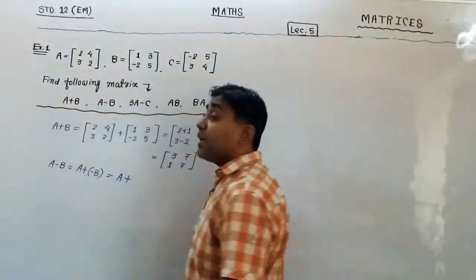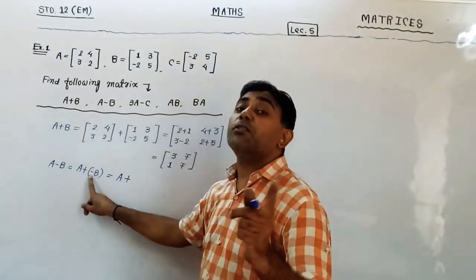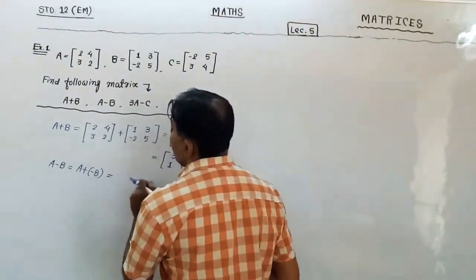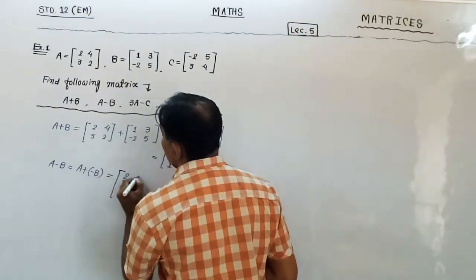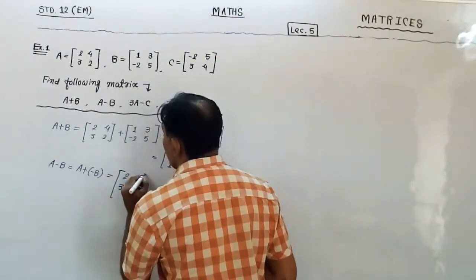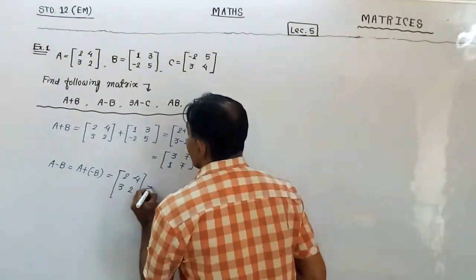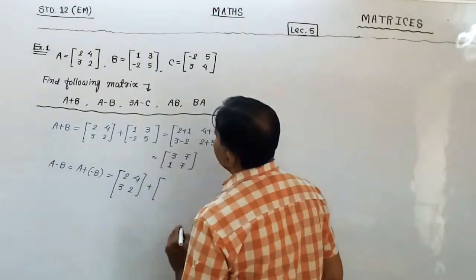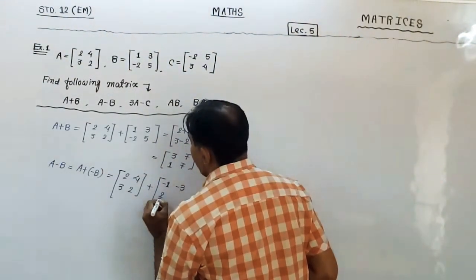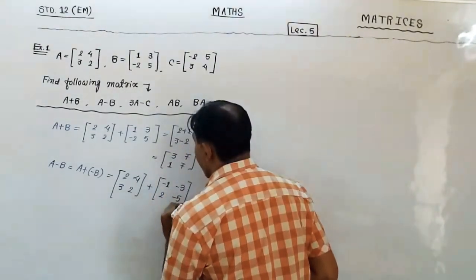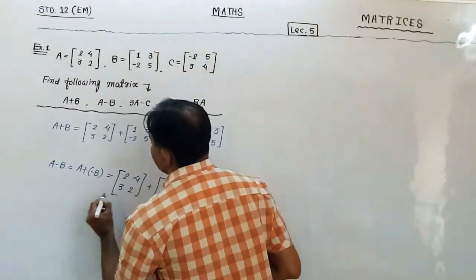Remember that in the case of a matrix, minus B means this minus sign multiplies with all the elements. So I just write element-wise. Matrix A is 2, 4, 3, 2, plus matrix minus B, which means minus 1, minus 3, plus 2 and minus 5. All the elements are multiplied with the negative sign. And so it is very easy now.